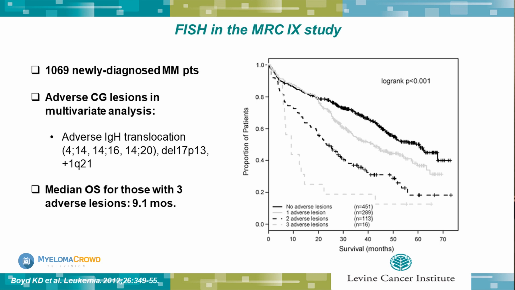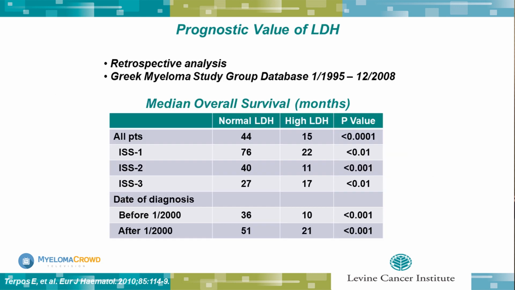And what they found was if you had no adverse lesions, you did really well, but as you accumulate multiple lesions, you don't do quite as well. And for the ultra high risk patients who had 3 of these abnormalities, their median overall survival was less than a year. Now that's probably changed at this point because therapy has gotten better, but it tells us that those patients are clearly ultra high risk, and we need to learn how to treat those patients better.